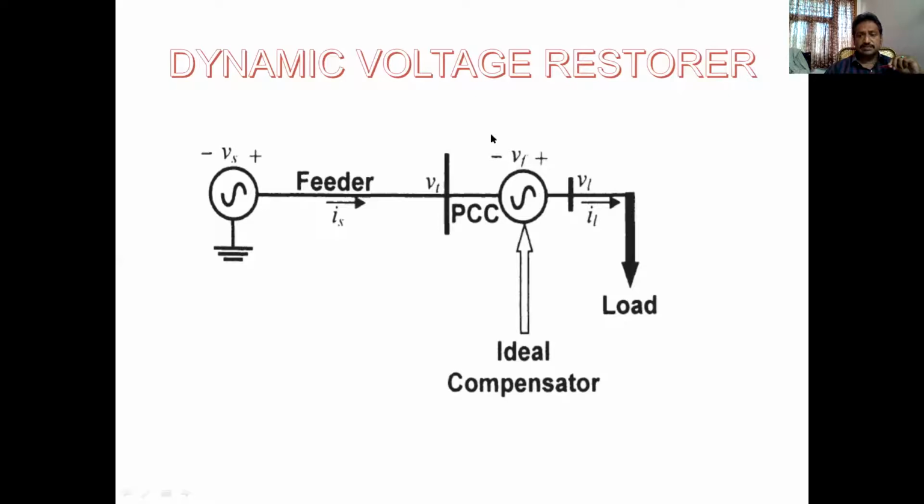If there is any disturbance, whenever there is any decrease or increase in the voltage, that will be compensated by the ideal voltage compensator VF. First they measure the voltage VT, and if the load voltage is within the specified limit, no problem. If it is not within the specified limit, this ideal compensator will compensate that voltage. We'll see that as per the theoretical concept.